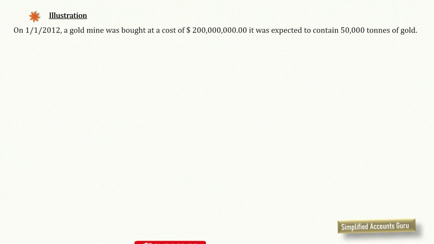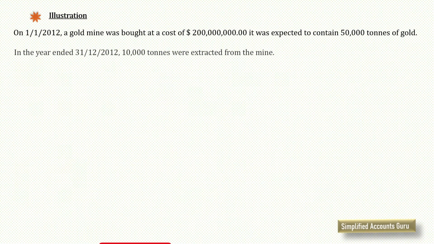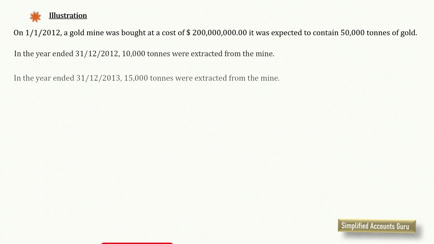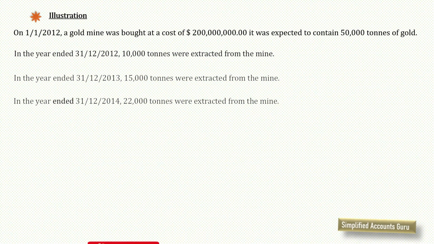Now, I'll take you to an illustration where we can demonstrate the calculation that we have talked about in the formula. The illustration says, on 1st January 2012, a gold mine was bought at a cost of $200 million, and it was expected to contain 50,000 tons of gold.